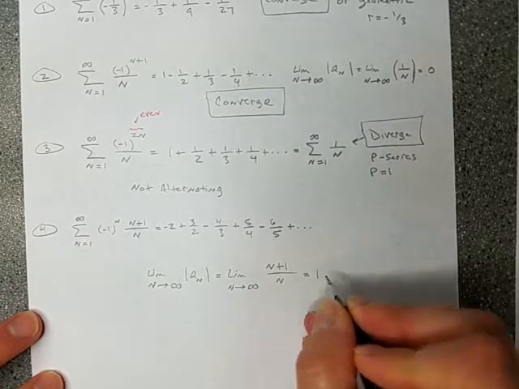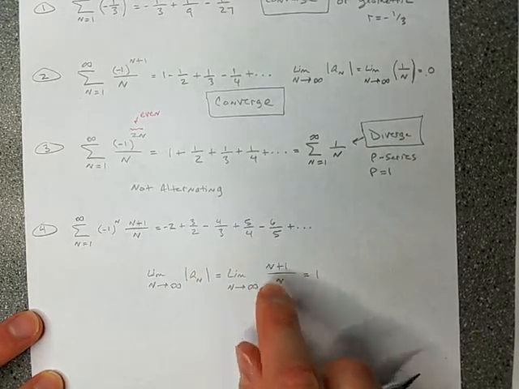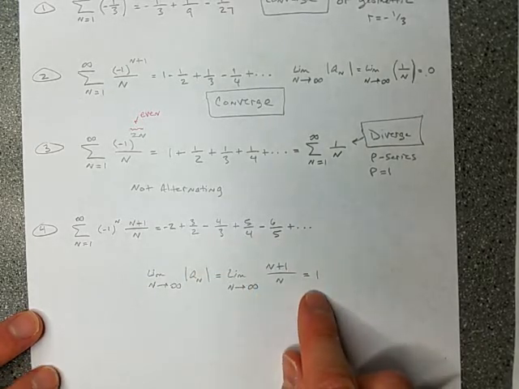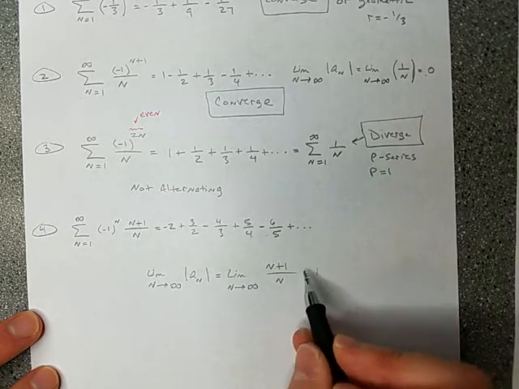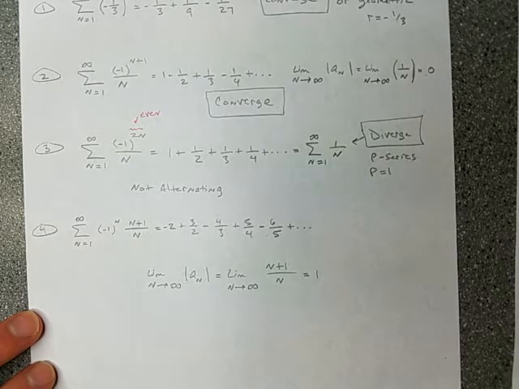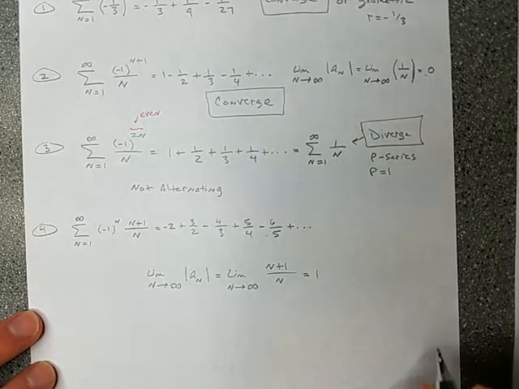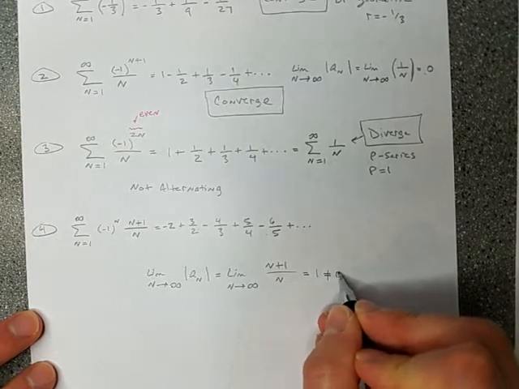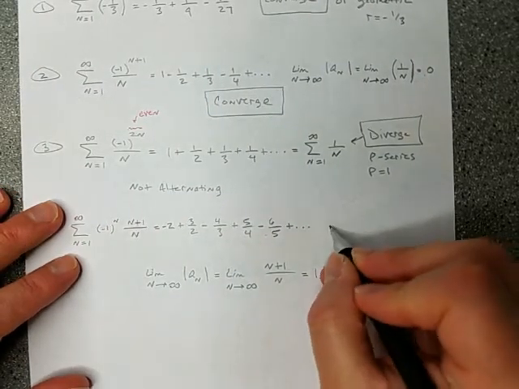Well, that's 1. And sure enough, these individual numbers are one at a time getting closer to 1. Every number in this series all by itself is closer to 1 than all the ones that come before it. And there's no limit to how close to 1 they'll get. That's where they're going. That's not 0, though. Okay? So what happens if we have an alternating series and this limit is not 0? It will diverge.